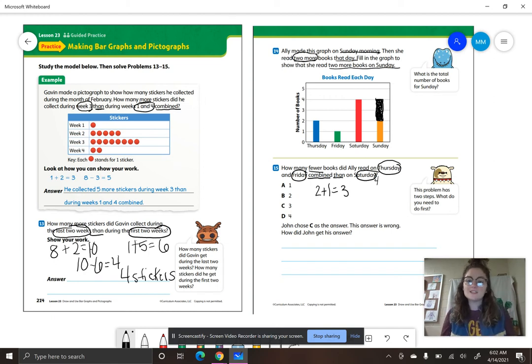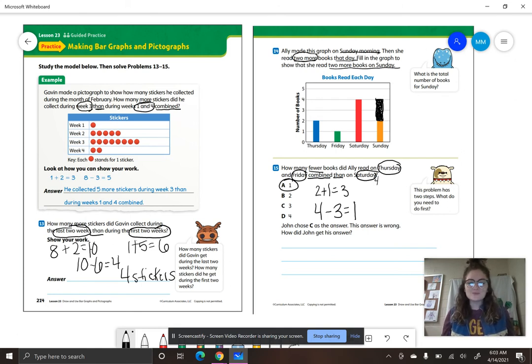What number am I going to start with to subtract? 4. 4 is our greater number. So she read 4 books on Saturday. We are taking away what we know is the same and finding what is different. 4 take away 3 is 1. Go ahead and circle the option that shows how many fewer books Allie read. Letter A.